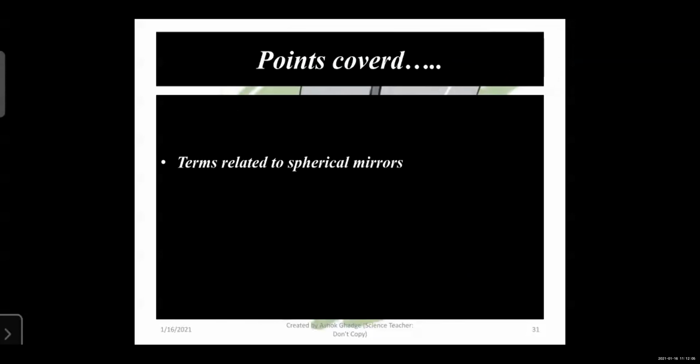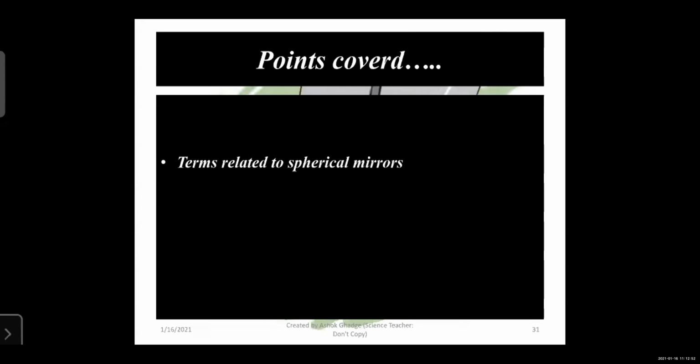Now let us revise which terms we have seen just now. The first was the center of curvature. It is the center of the sphere of the spherical glass. Second, we have seen radius of curvature. It is the distance between the pole and the center of curvature. Then pole of the mirror, which is the central position or the center of the mirror surface. Then principal focus, which is the midpoint between the center of curvature and the pole.